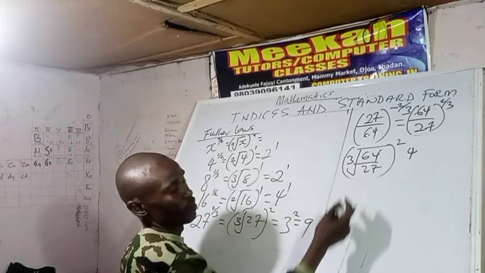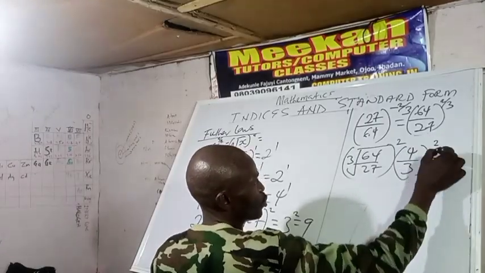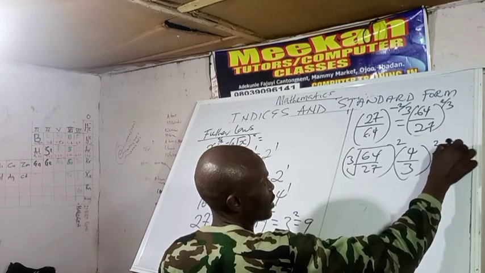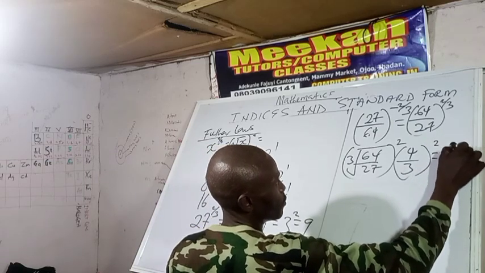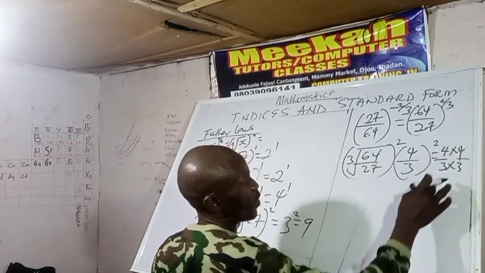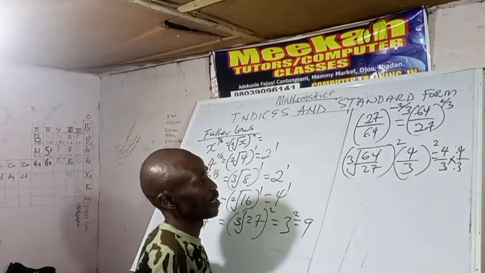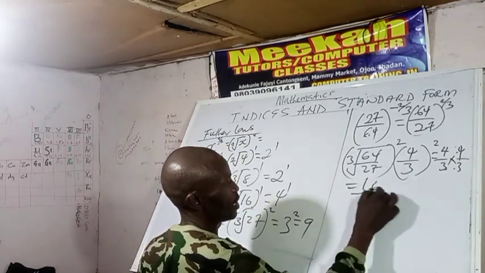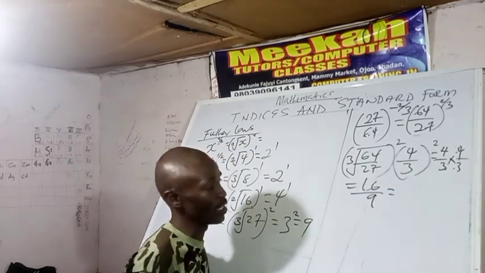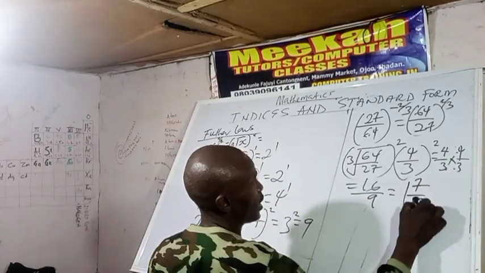What about this? You should know it is what? 3, or 3 raised to power 2. So this is the same thing as what? 4 times 4 over 3 times 3. That is 4 over 3 times what? 4 over 3. So what do you have here? 16 over 9. Are we clear with that now? So one whole number 7 over 9.